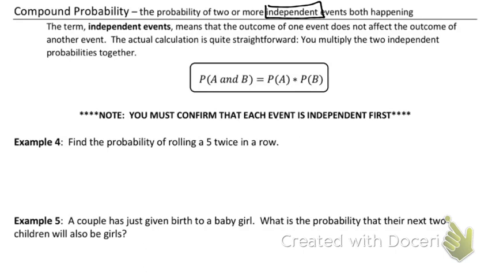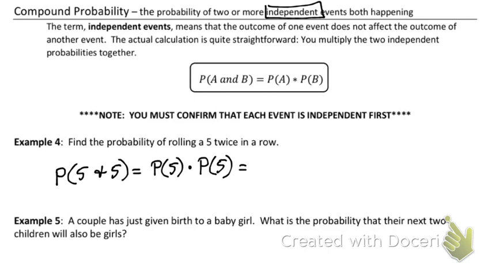Find the probability of rolling 5 twice in a row. We know this is independent because when you roll one die, it doesn't affect the next die. So we know it's independent. The probability of rolling a 5 and then another 5 is going to equal the probability of rolling a 5 times the probability of rolling a 5.